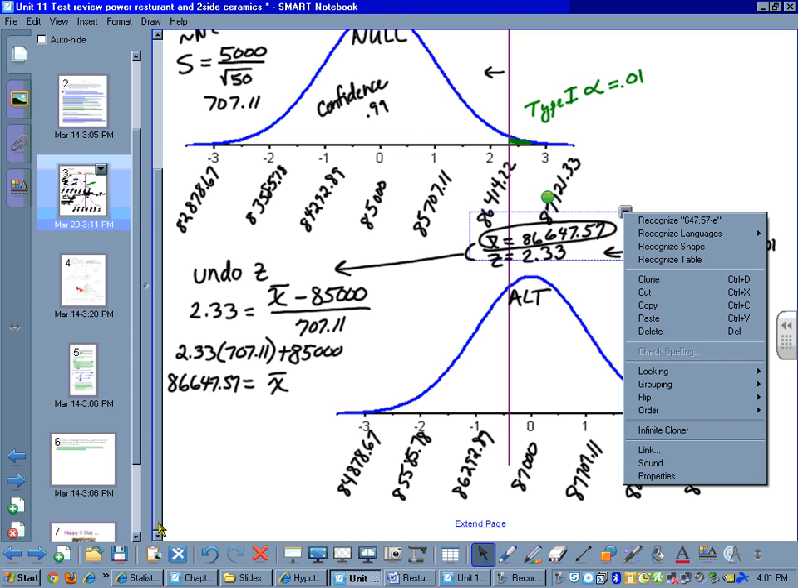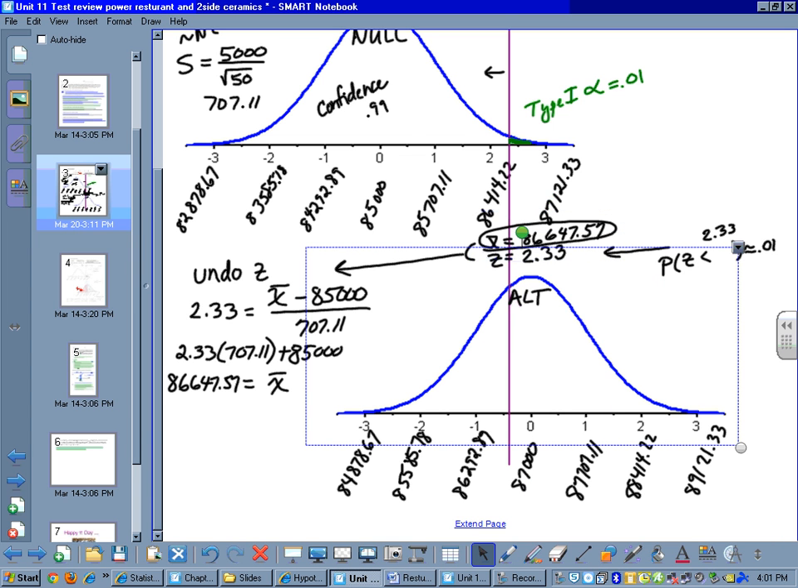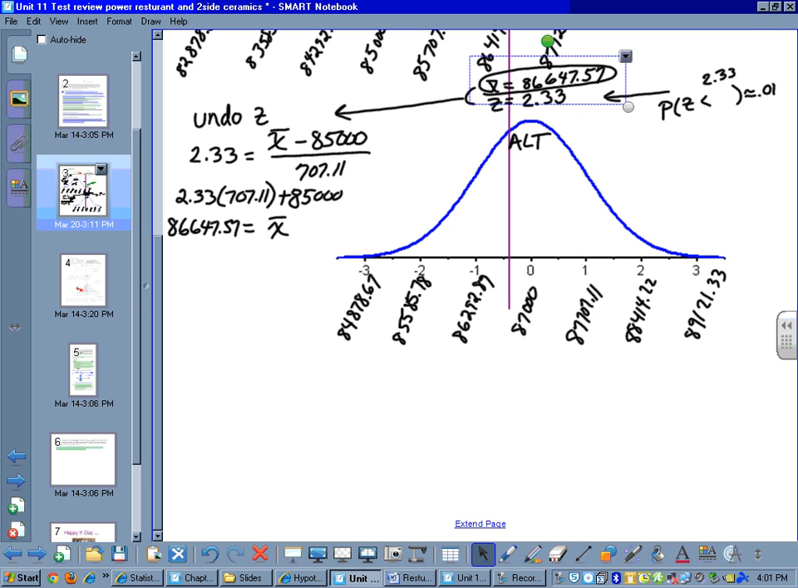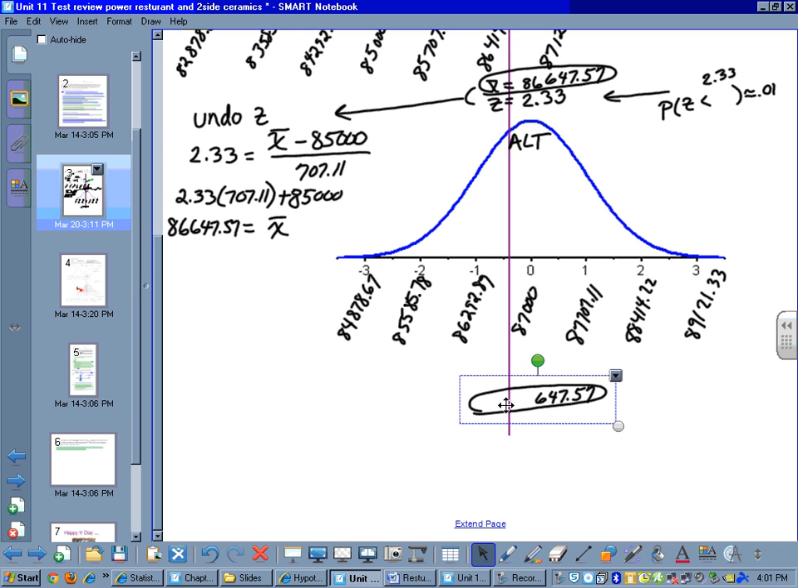Because I'm going to now take that key value and move it down to my alternative hypothesis. So I know, let's see if I can get this to work. I know that this purple line represents X bar equal to 86,647.57. So let me make that a little bit nicer after all that. X bar is 86,647 and 57 cents.